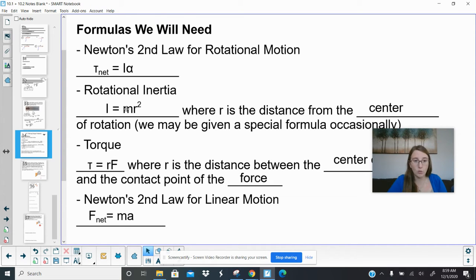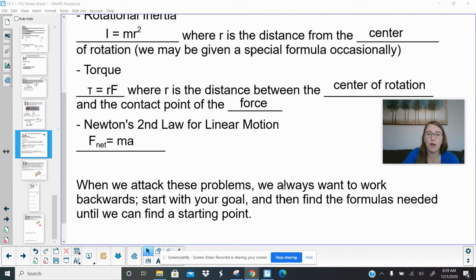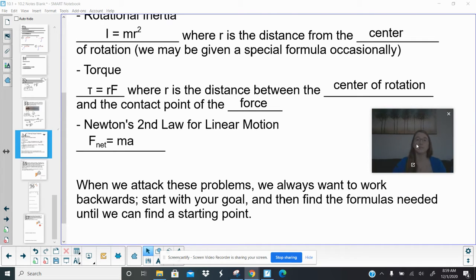This mass here would be like the mass of the rotating object, the pulley. This mass would be the mass of the object pulling on the pulley. So we're going to need to make use of subscripts to make sure we keep all this straight. Now, when we attack these problems, as we recall, guys, it's been a while since we've done this type of problem, you always want to start backward. Start with your goal. So it's going to say, what is blah, blah, blah?